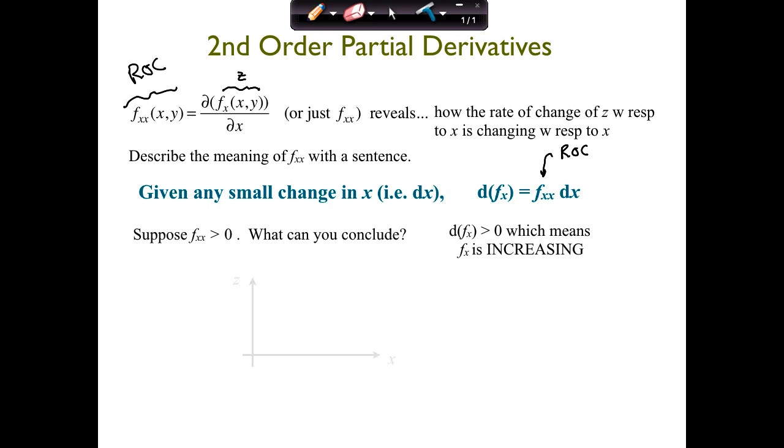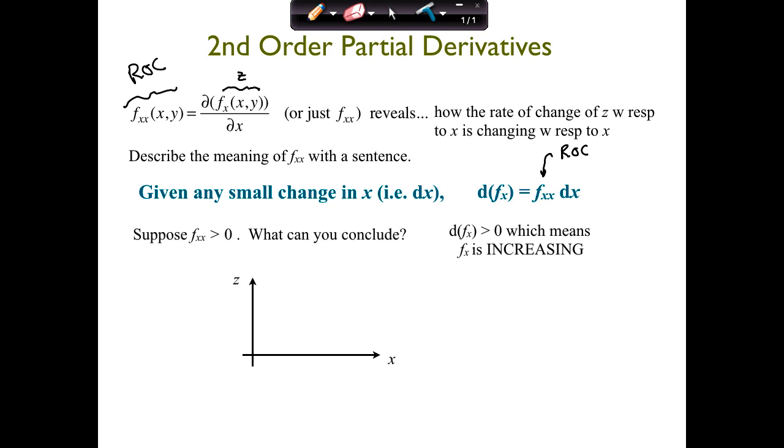So how can the partial with respect to x be increasing? There are two different ways. Thinking about the slope, how can the slope increase? If the slope is positive, what happens if it increases? It's more positive. And if the slope is negative, how does it become more positive? Less negative. If you have a negative rate of change and it's increasing, it's becoming less negative. And if you have a positive rate of change, it's more positive.